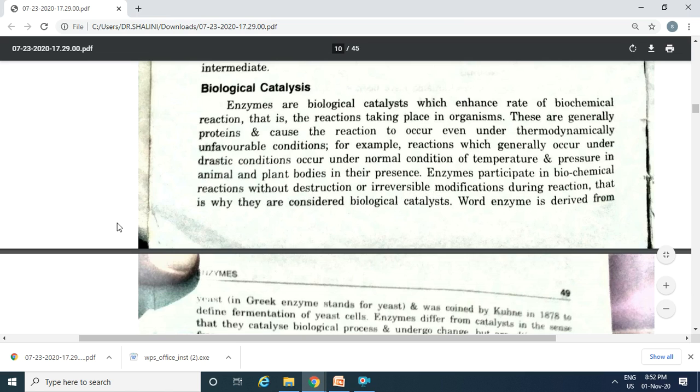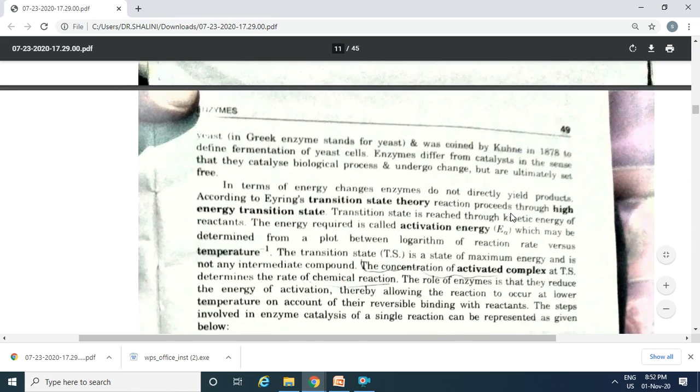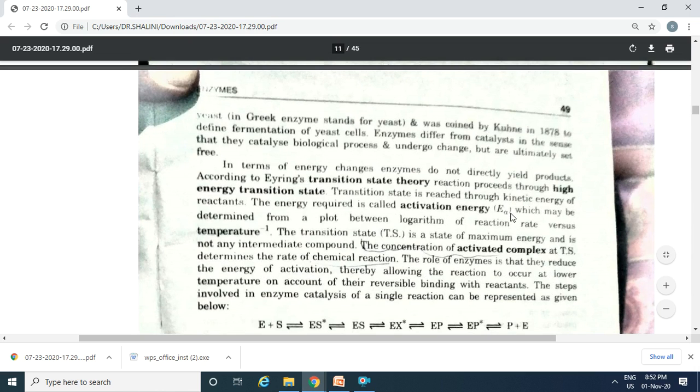Enzymes participate in biochemical reactions without destruction or irreversible modification during the reaction, and that is why they are considered biological catalysts. The word enzyme is derived from a Greek word which stands for yeast and was coined by Kühne in 1878 to define the fermentation of yeast cells. Enzymes differ from catalysts in the sense that they catalyze biological processes and undergo change but are ultimately set free.